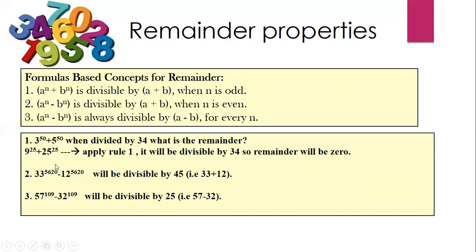33 power 5620 minus 12 power 5620 will definitely be divisible by 33 plus 12, which is 45. 57 power 109 minus 32 power 109 will definitely be divisible by 25. Okay, so based on this also the problems can be asked.